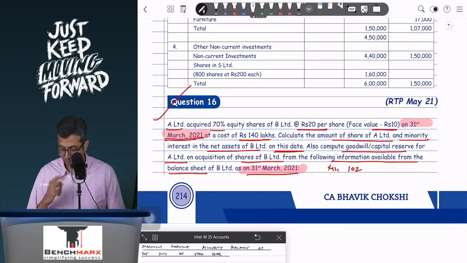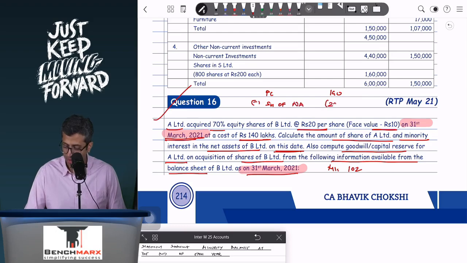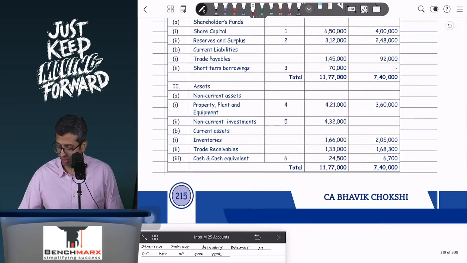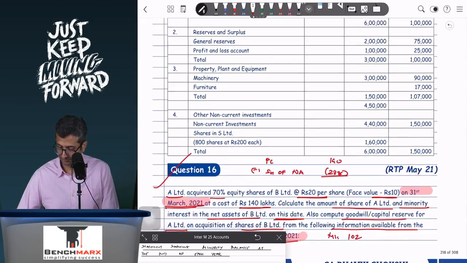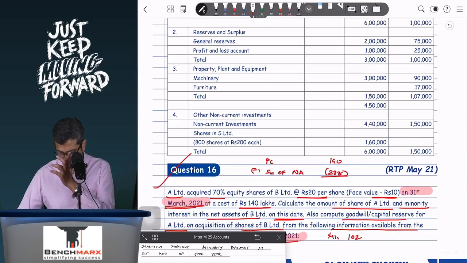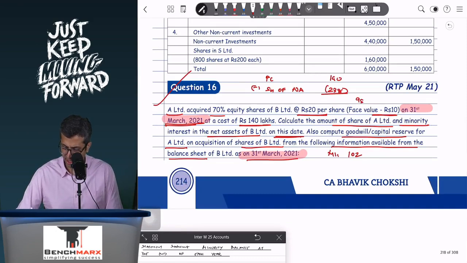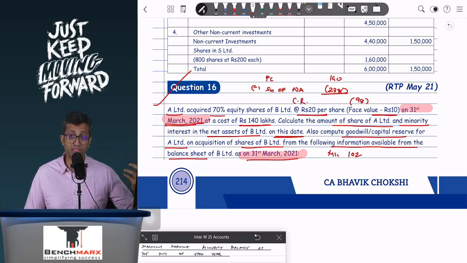However, if I want to calculate the goodwill or capital reserve, I will say whatever is my PC or investment, it is 140 minus my share of the net assets or net worth, which is 238. And hence if I do this, you will have 238 and 140, difference we will take. I think this is 98, which is negative, and hence this is a capital reserve. It's a fairly easy question, but it is looking at net asset as a base rather than net worth.